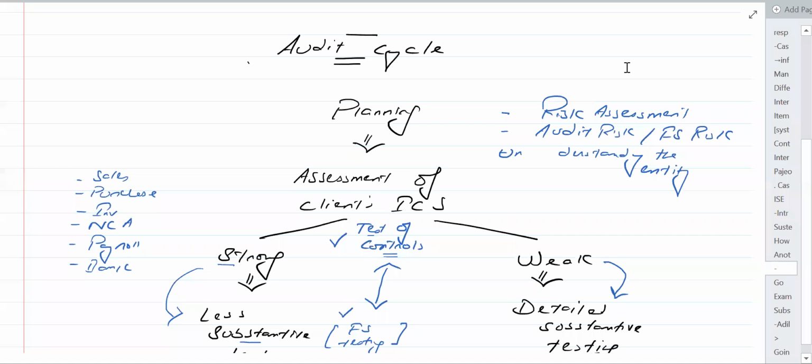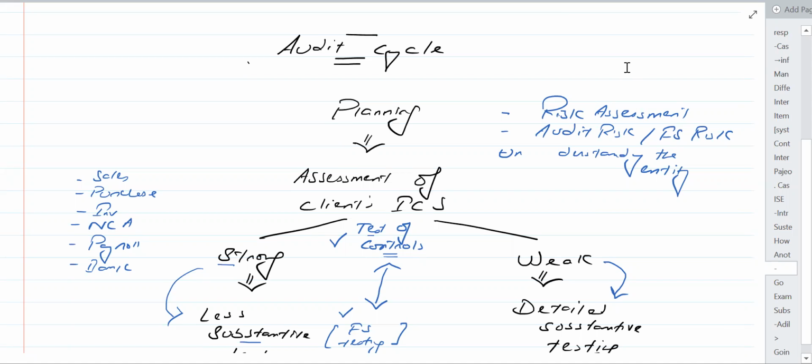So we are done with the planning stage of the audit, in which we did the risk assessment. We identified the audit risk, and we also drove the auditor response to the assessed risk. We have also done the assessment of the client's internal control system, in which we were testing whether the internal control system, which includes the sales system, purchase system, inventory system, non-current asset system, payroll system, bank system, we were evaluating those systems, whether they are strong or weak.